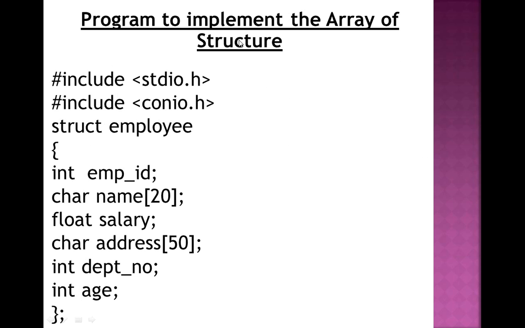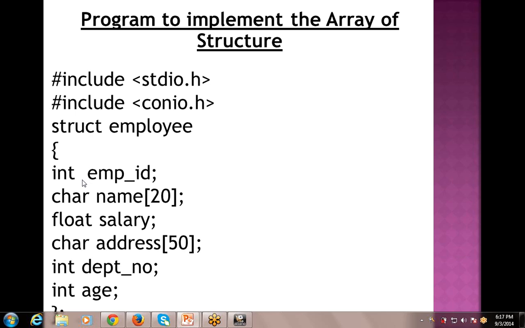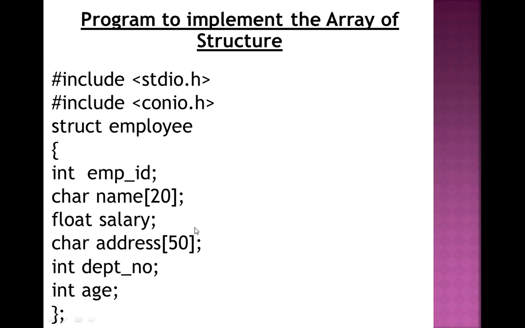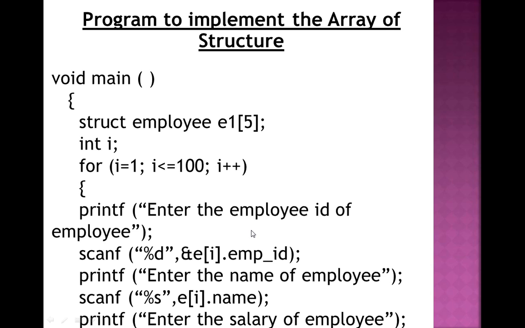This is the program to implement the array of structure, that is #include <stdio.h>, #include <conio.h>. There is a declaration of the structure, that is struct employee. Same example: int employee ID, char name[20], float salary, char address, int department number, int age, and then curly braces close, there is a semicolon. Then void main, struct employee E1[5].